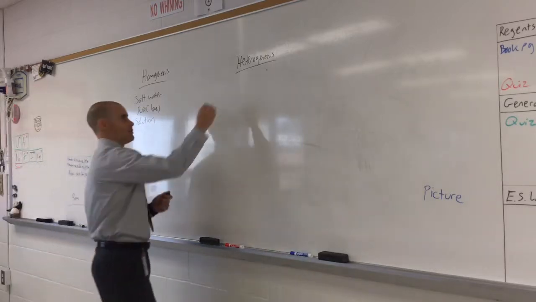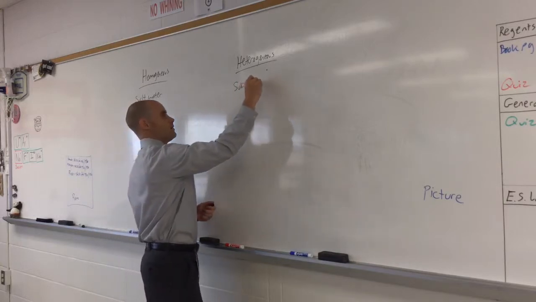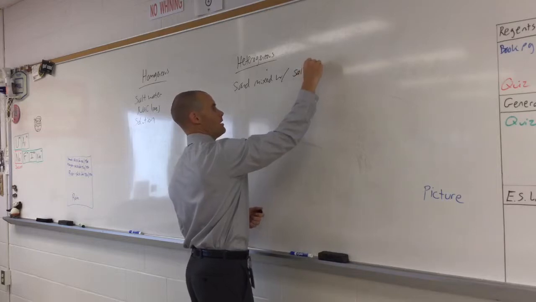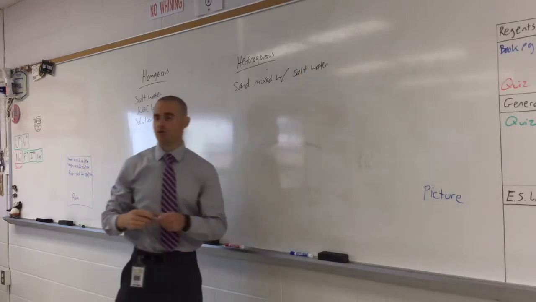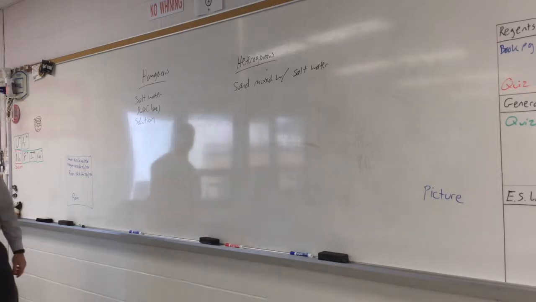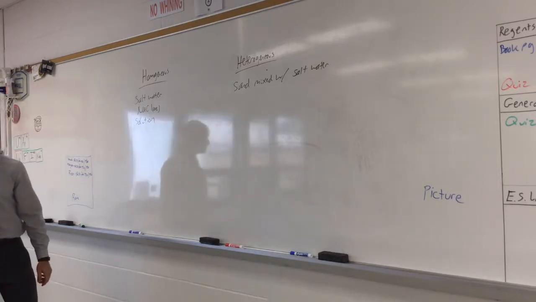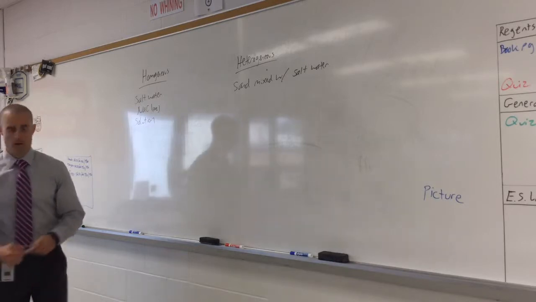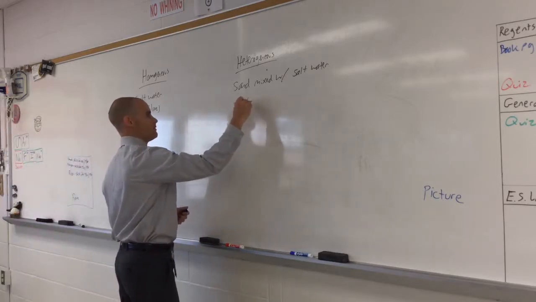It becomes heterogeneous, right? So sand mixed with salt water would be heterogeneous because you can see the sand, you can filter it. All right, let's think of some foods. Let's just get a couple more. Salad. Who said salad? Where's it go? Yeah, salad over here. Good.